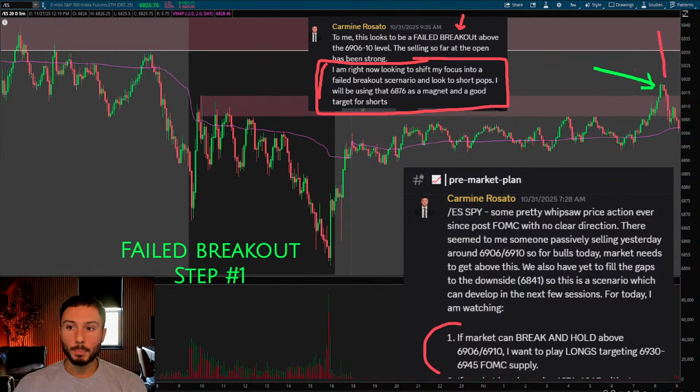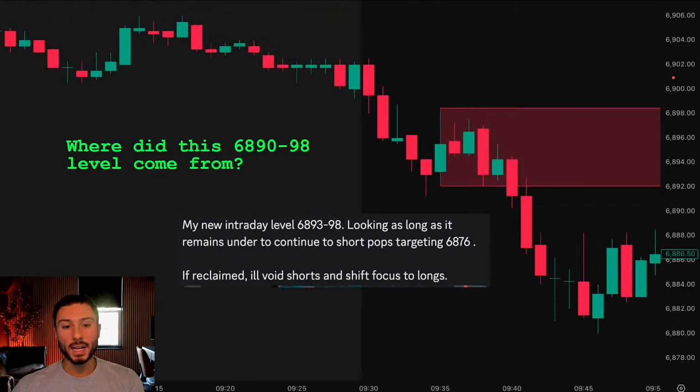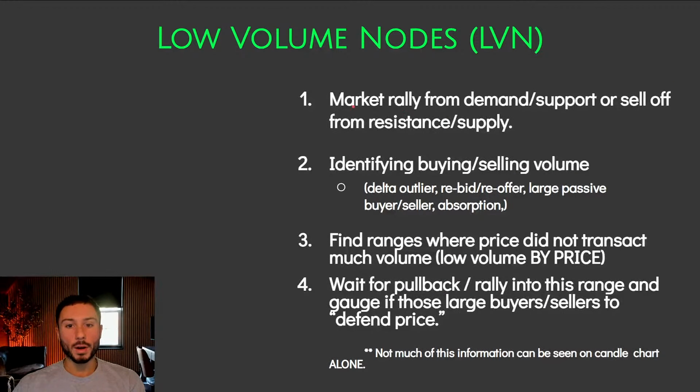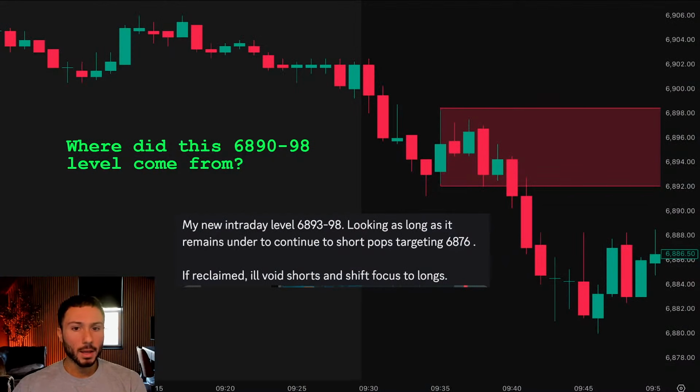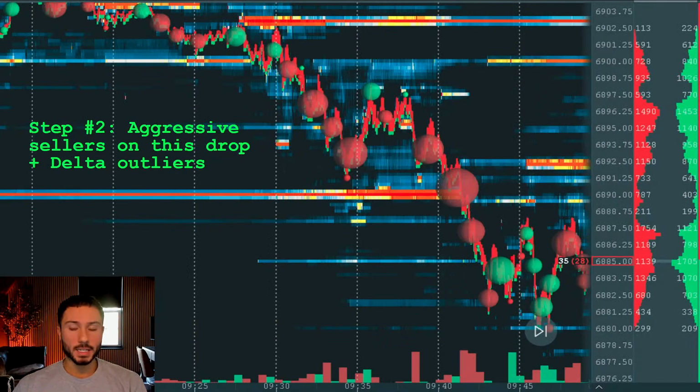So simply, step number one of the low volume node strategy is that this market failed to break out above a level of resistance where if it did break out above it, I don't want to say an easy move, but it should have had, with ease, a rally up into this level of supply. But the fact the market failed to break out indicated weakness in context. That's step number one: sellers or buyers are present at a key level of resistance, supply, demand, or support. Now, step number two is we're going to see where aggressive delta outliers are.